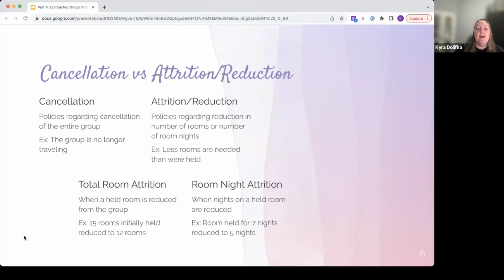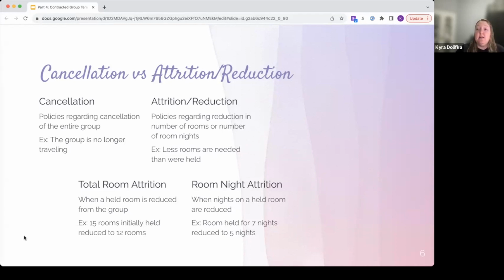So let's say you contracted 20 rooms, but you only need 18. That's part of the attrition and reduction policies. Now let's talk about the difference between a total room attrition and a room night attrition. Total room attrition is when a held group is reduced entirely from the group. You had 20 rooms in your contract, but you only need 18, so you reduce 2 rooms. That is an example of total room attrition.